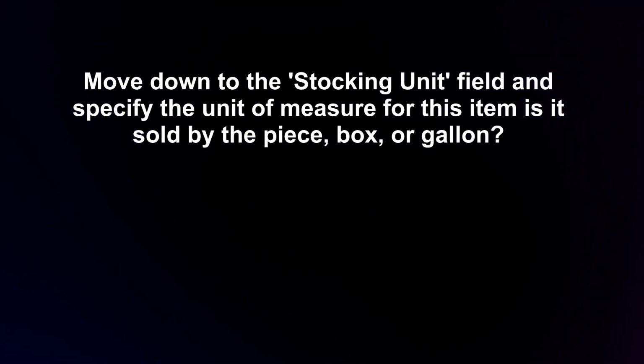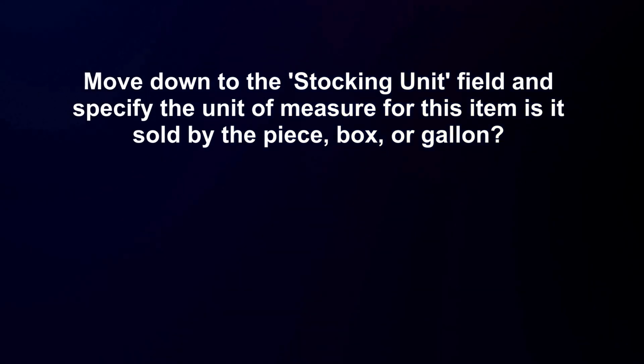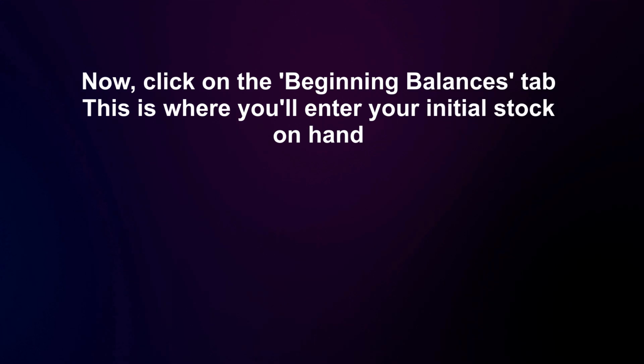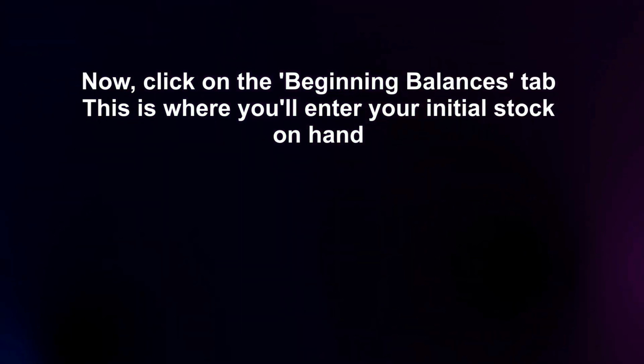Move down to the stocking unit field and specify the unit of measure for this item. Is it sold by the piece, box, or gallon? Now, click on the Beginning Balances tab. This is where you'll enter your initial stock on hand.